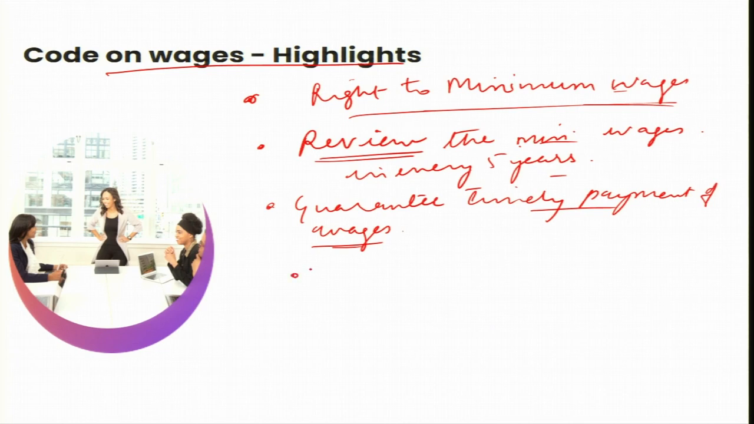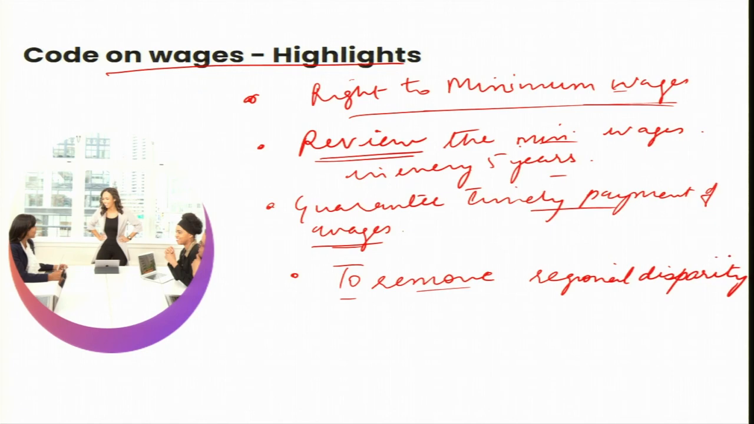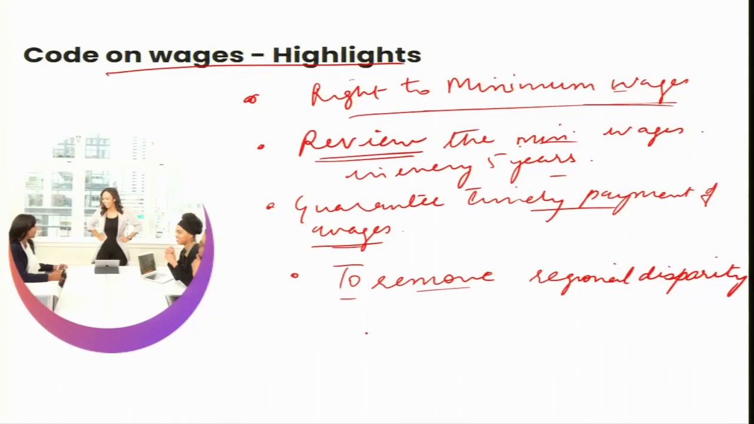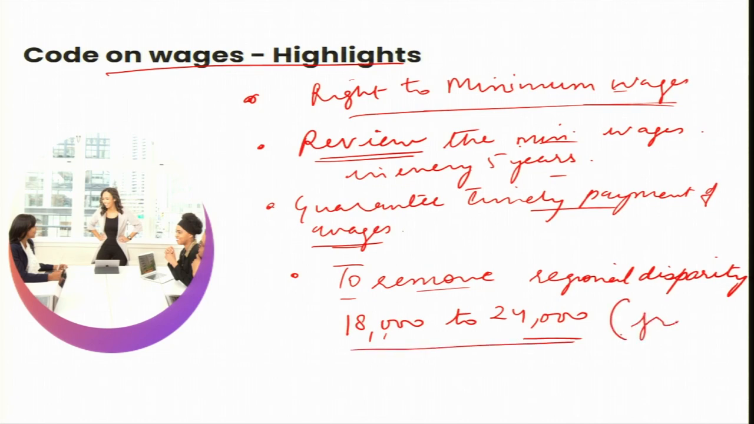Besides this, there are n number of factors which were addressed to smoothen the process, for example, to remove regional disparity. To remove regional disparity in minimum wages, the provision of floor wages has been introduced. Several things have been included to smoothen the entire process of administering wages to the people. Also the wage ceiling has been increased from 18,000 to 24,000. It is with effect from 28/8/2017.